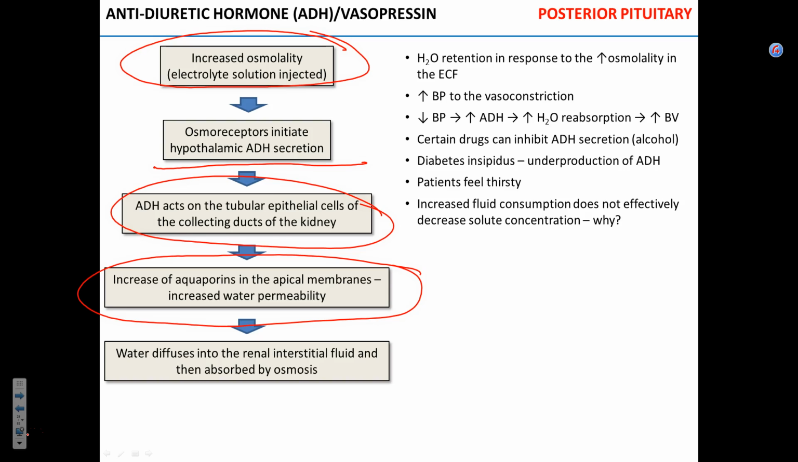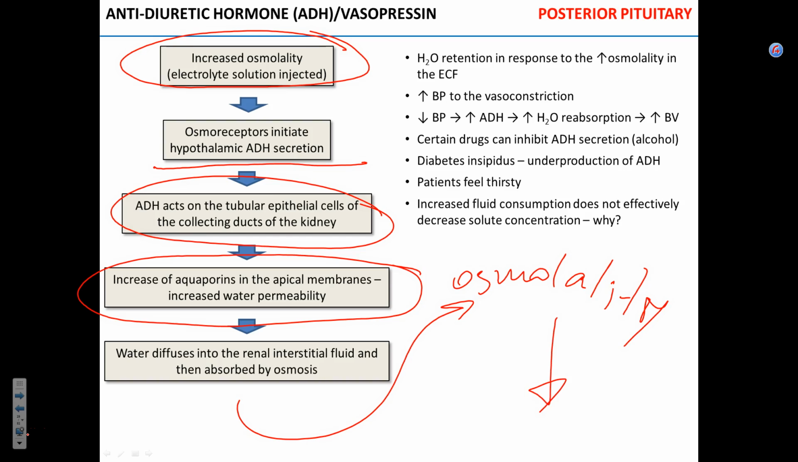Does that make sense? When water goes into the blood, what happens to the solute concentration? It decreases, right? You dilute your own blood. So osmolality as a result goes down. Now another thing is when you reabsorb water, what's going to happen to the blood volume? Increase. Increase blood pressure. So what can be another stimulus for ADH production?